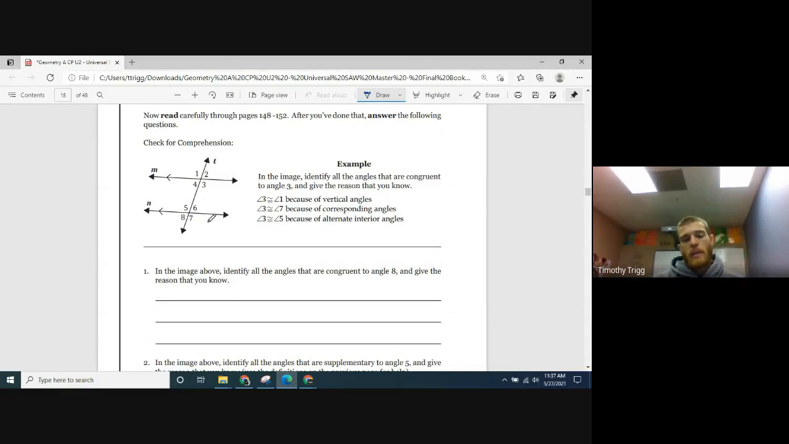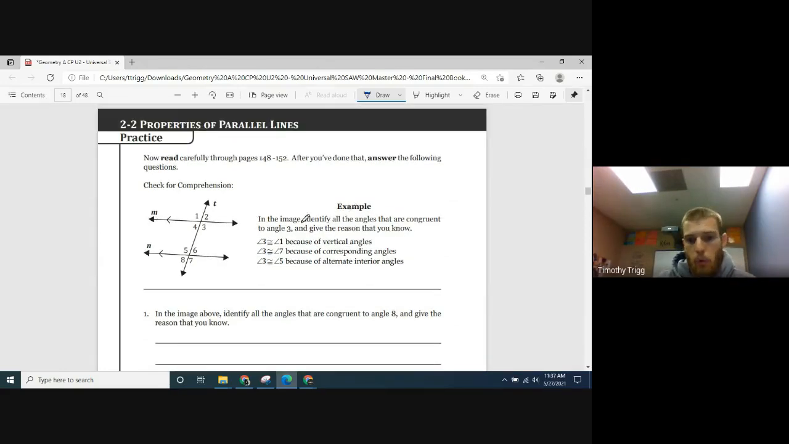Now, this looks like something we worked with before. Remember, we worked with the alternate interior angles, alternate exterior angles, corresponding angles. Well, that's going to work here as well. What we're trying to find in this example, it says, in the image, identify all the angles that are congruent to angle 3 and give a reason that you know. So the first part is, what are all the angles that are congruent to angle 3?